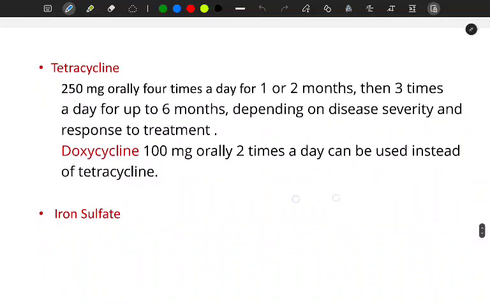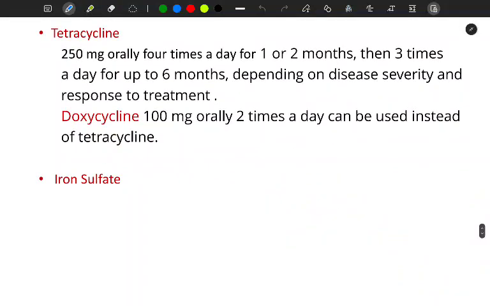Tetracycline, because they believe this is an infectious process, and often the treatment course goes long, 1 to 2 months, it depends, 3 times a day or up to 6 months. So, 250 mg orally. The treatment is not requested from you in the exam, unless you have to know that.